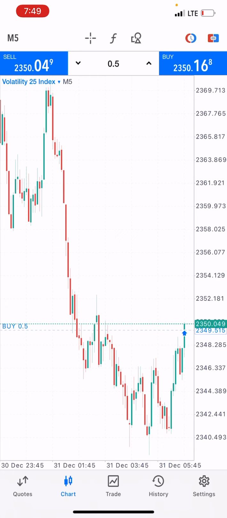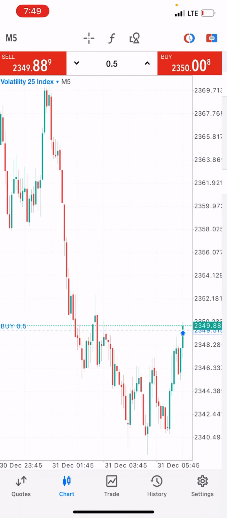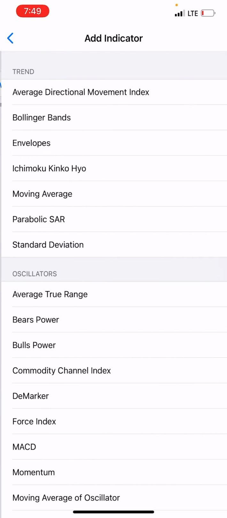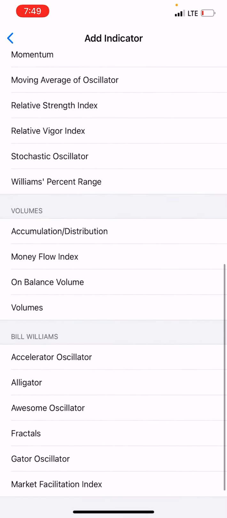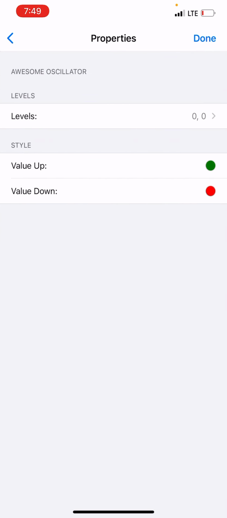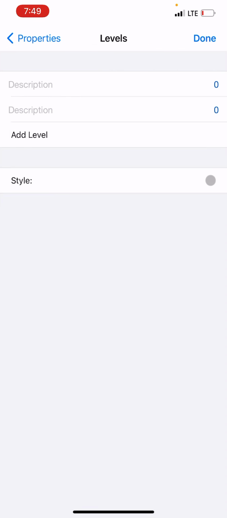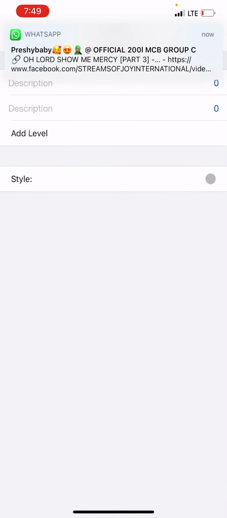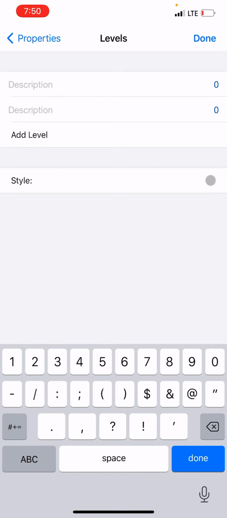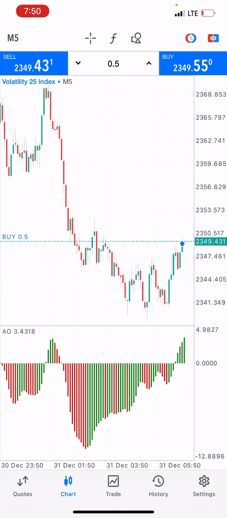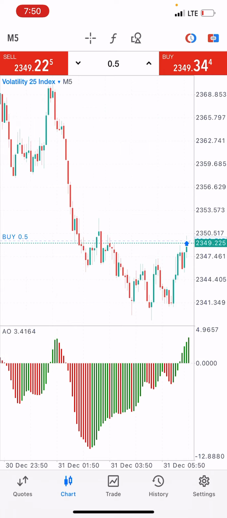So what is the first indicator? We'll need the Awesome Oscillator. You click on add, then you look for the Awesome Oscillator, which is this one. For the levels, you click on the add level button, then you put the level at 0, just the way you see it on my screen. Then you click done. This is the Awesome Oscillator at the bottom here.